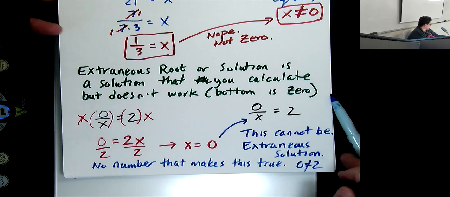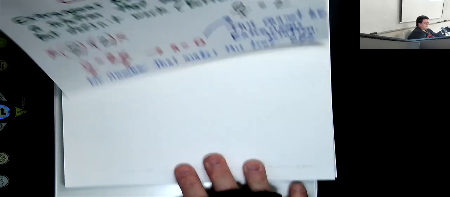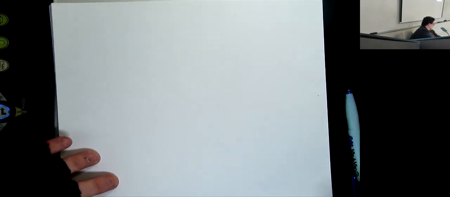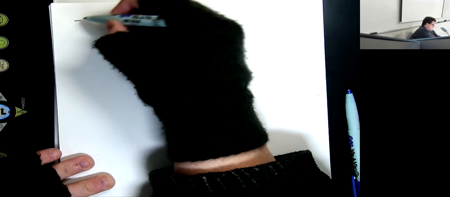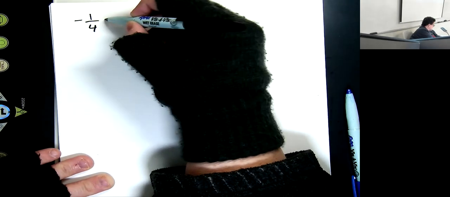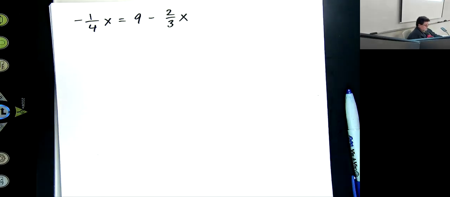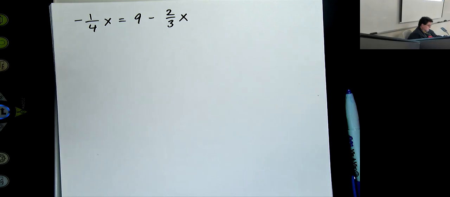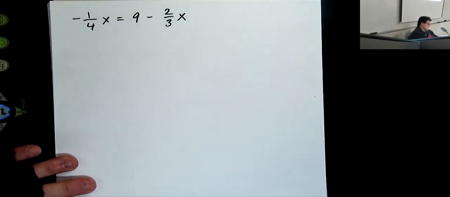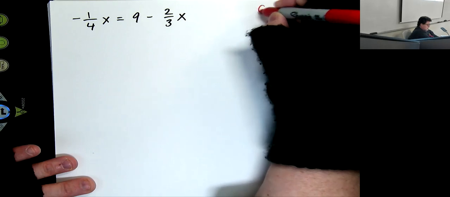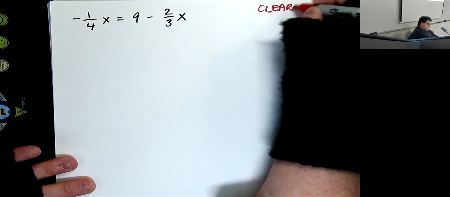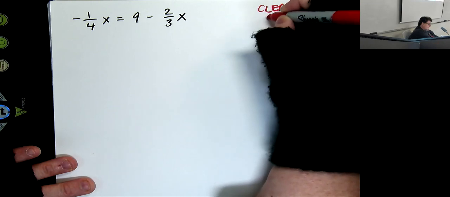Let's do a couple more fraction ones. I'll do a simple one, then we'll do an application in electronics. It's a good application in electronics. Let's kick it up a little notch. Let's do -1/4 x equals 9 minus 2/3 x. The easiest way again is to clear the fractions. That should be how you approach this problem. Fractions, get them out.